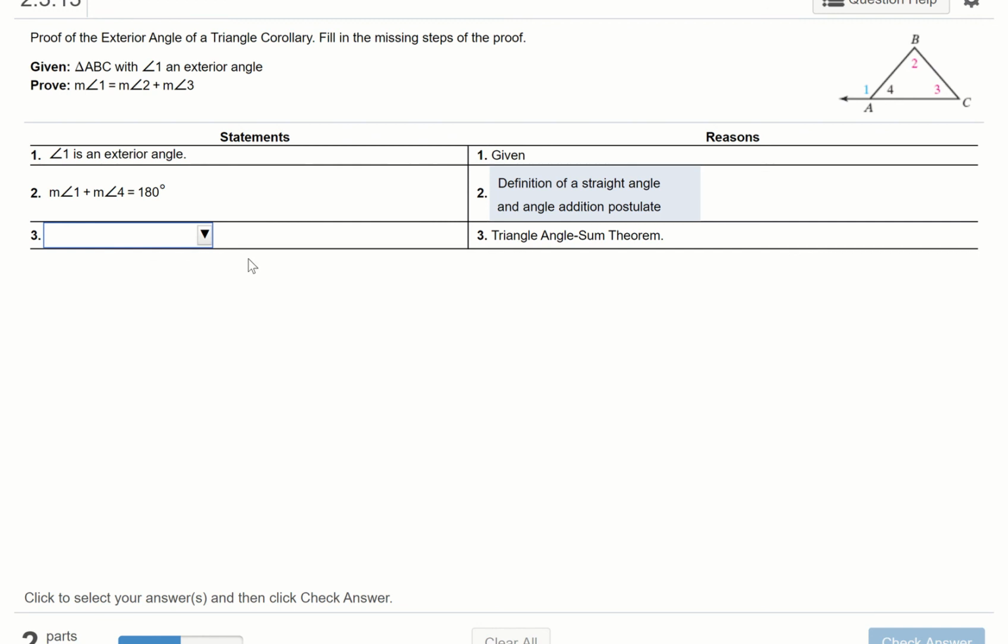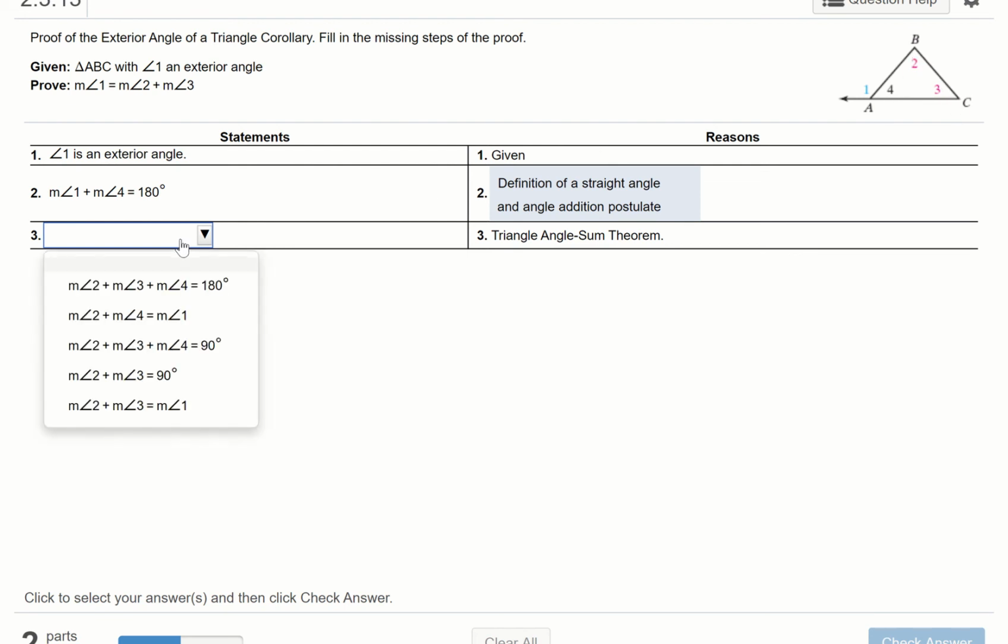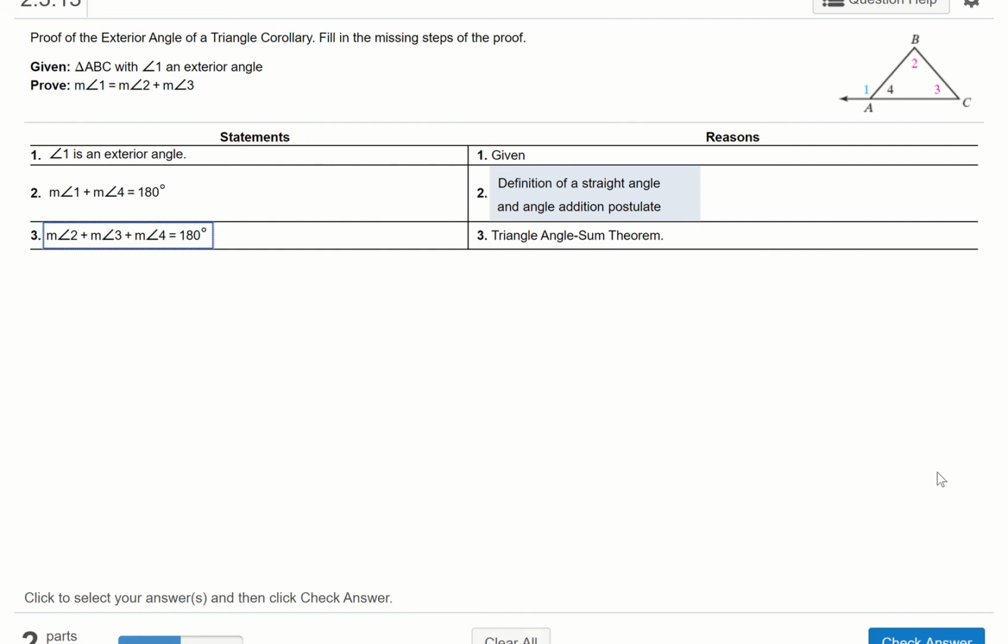All right. So now looking at the next step, they said that the reason is the triangle angle sum theorem. So what is that theorem? Well, that theorem states that these three angles in the triangle have to add up to 180, right? So we're going to go ahead and say angles 2, 3, and 4 have to add up to 180. That's the triangle angle sum theorem.